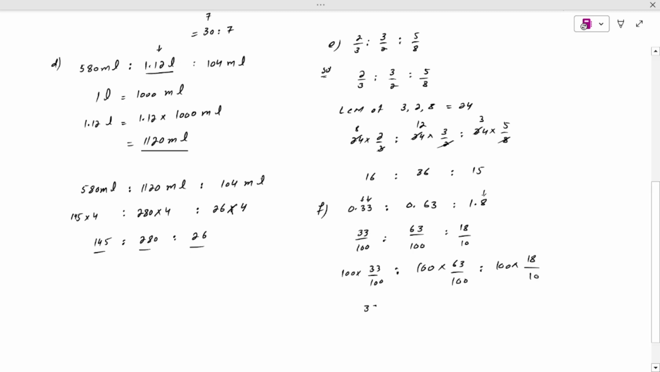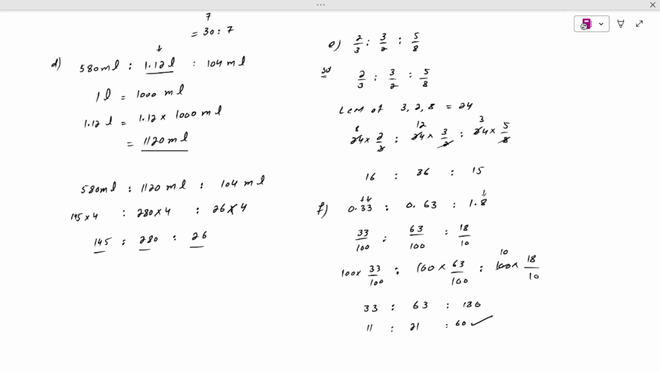Simplifying, we get 33 ratio 63 ratio 100 times 10 times 10 tens are 100. So 18 times 10 is 180. Now all these numbers are divisible by 3 also. So let us divide them by 3. 3 11s are 33 and 3 21s are 63 and 3 60s are 180. So this is the ratio which is now in the simplified form.